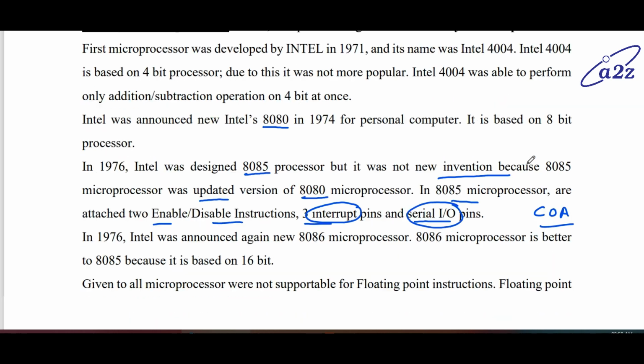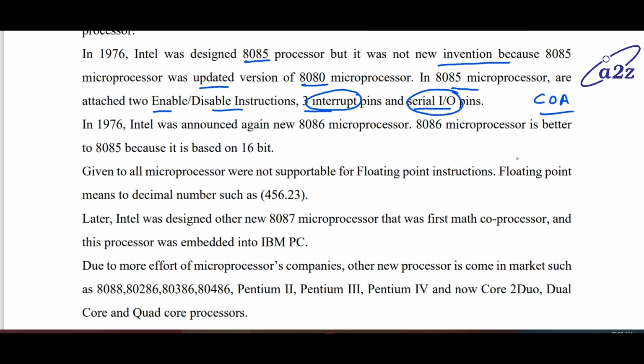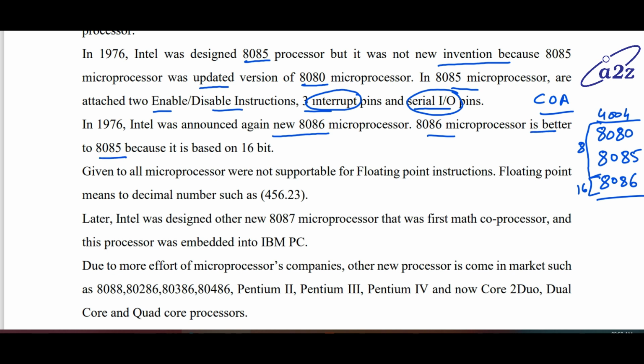Later, in the same year, Intel announced a new processor. This is a new one, not the updated one. So, if we talk about the series, starting 4004, 4-bit, then later on 8085 and 8086. This is 4-bit and these are 8-bit. This is 16-bit. So the 8086 processor is better than 8085 because it is based on 16-bit.